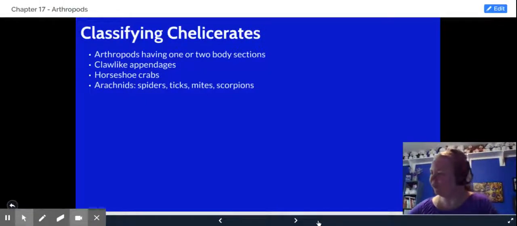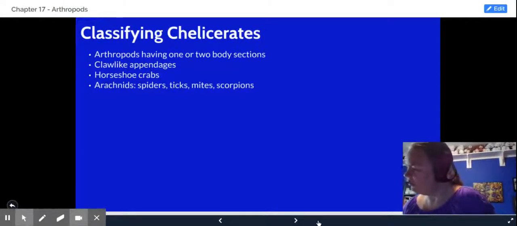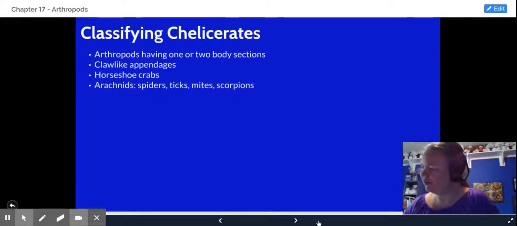All right, chelicerates. Chelicerates will have one or two body sections and claw-like appendages called chelicerae. So, little claws.